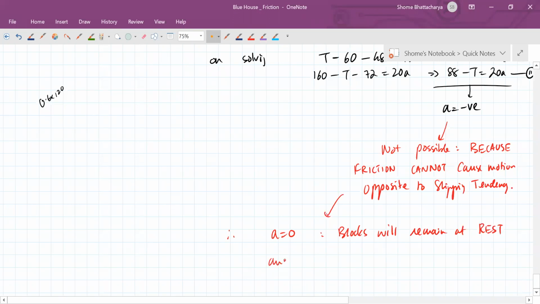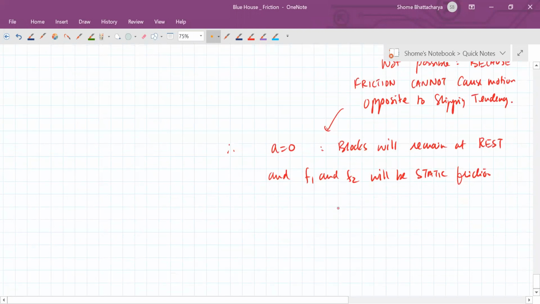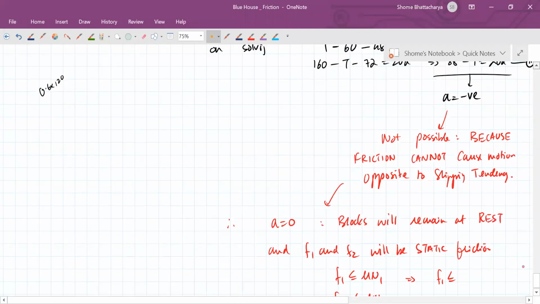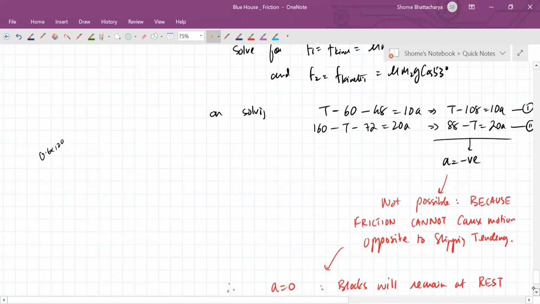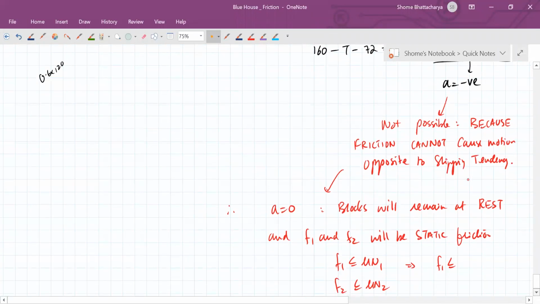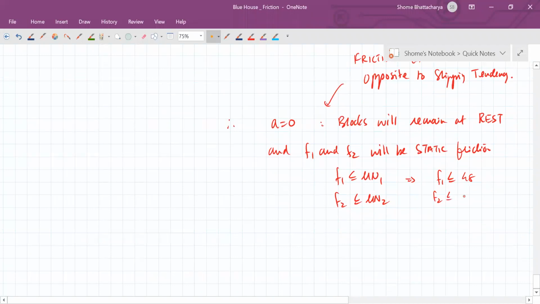Okay. And F1 and F2 will be static frictions. Okay. So F1 will be less than or equal to mu N1. F2 will be less than or equal to mu N2. So the friction F1 acting will be less than or equal to the limiting value which we had seen above, which was 48 newtons, and this one was 72 newtons.